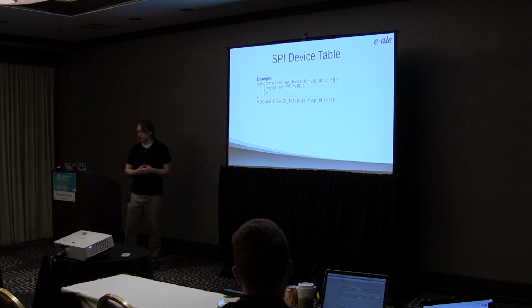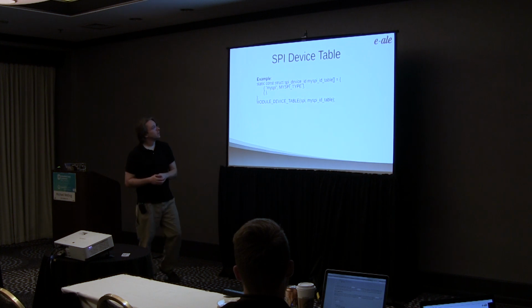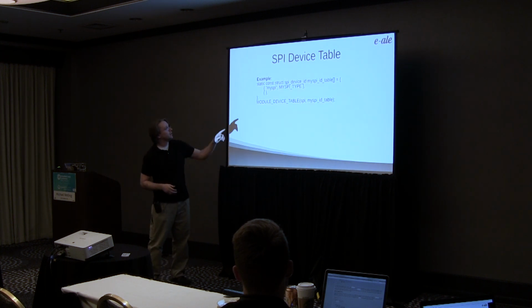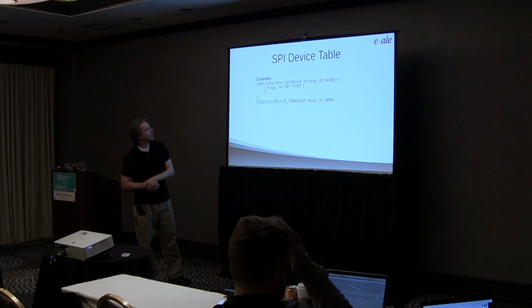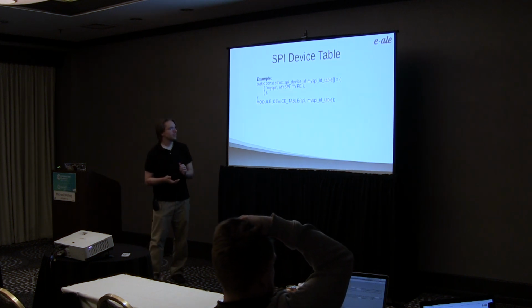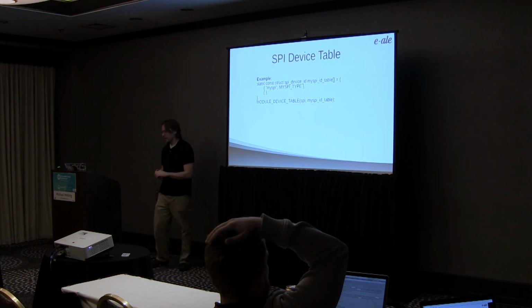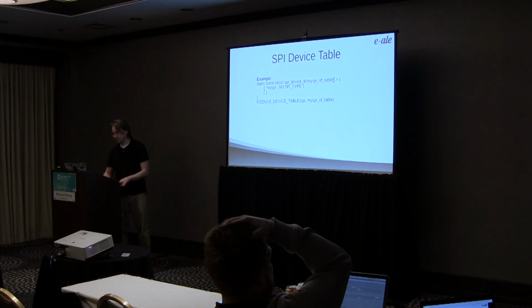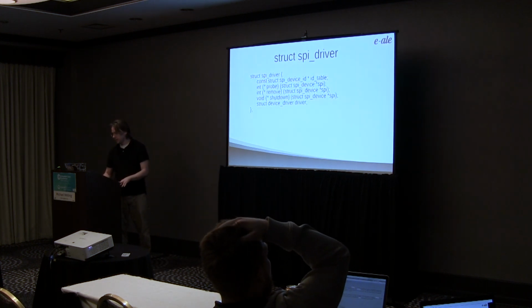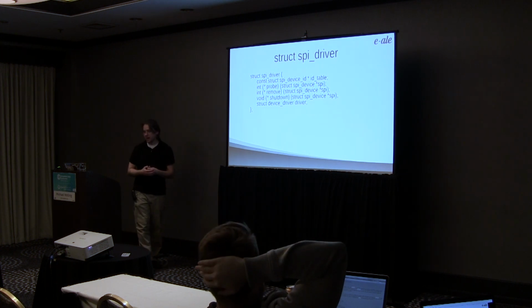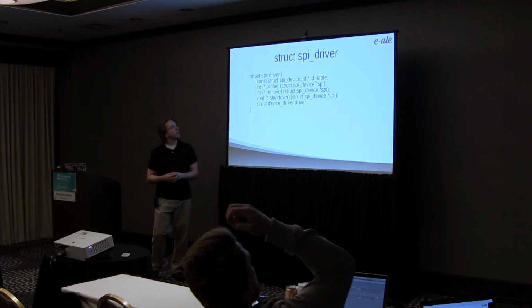So here's a regular SPI device table, and you'll see these in the driver as well. This is kind of the older way. Your spi_device_id will have a name and a type. It's really just for matching and instantiating the device.